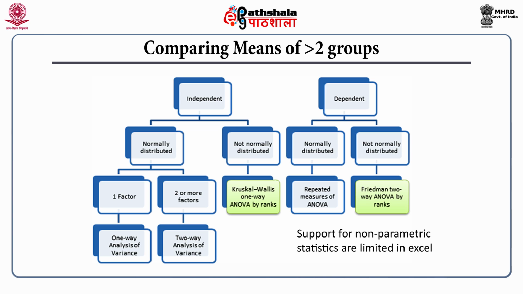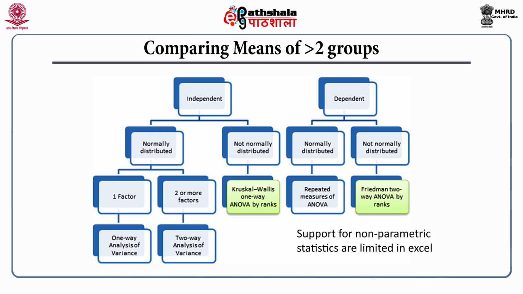Now the question is, is it one factor or more than one factor, two or more factors? So if it's only one factor, we have to use one-way ANOVA, that is analysis of variance, or if more than one factor, we have to use two-way analysis of variance. If it's not normally distributed for the independent group, we have to use Kruskal-Wallis one-way ANOVA by rank, which is a non-parametric test. If it is dependent and normally distributed, we have to use repeated measures ANOVA, and if it's dependent and not normally distributed, we have to use Friedman two-way ANOVA by rank.